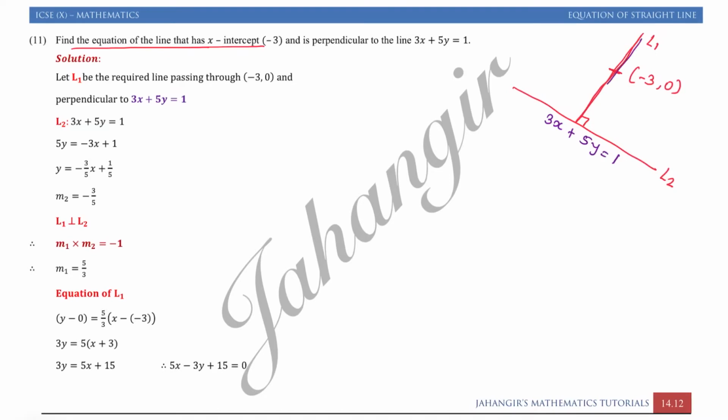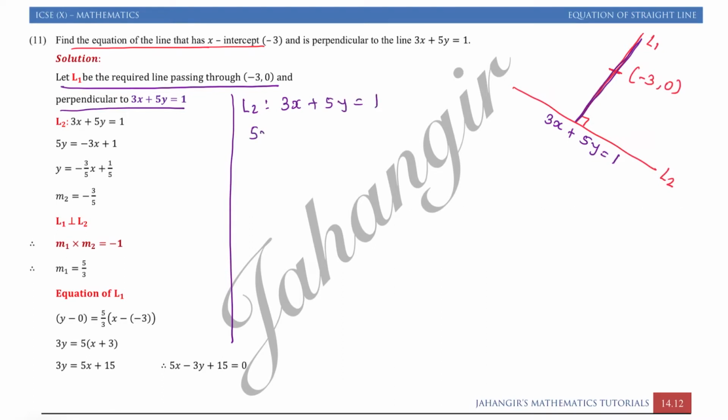Now to find slope of L1, we need slope of L2. As we know, both lines are perpendicular to each other. You can write the step. Let L1 be the required line passing through minus 3, 0 and perpendicular to 3x plus 5y is equal to 1. So we can say L2 whose equation is 3x plus 5y is equal to 1. We can take 5y is equal to minus 3x plus 1. Y is equal to minus 3 by 5 x plus 1 by 5. So therefore M2 is minus 3 by 5.